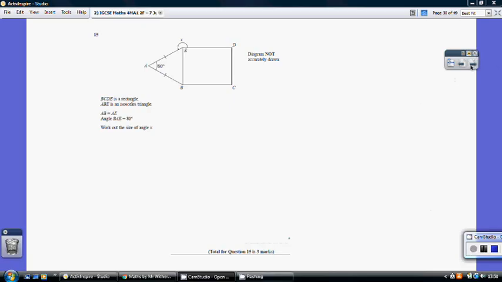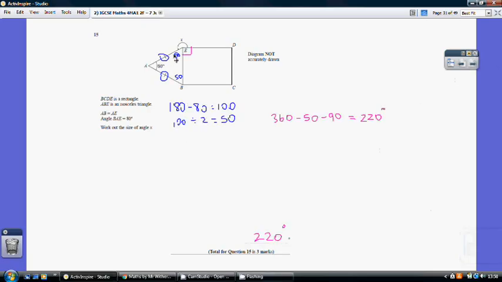Question 15. So we're going to work out angle X. So first things first, the triangle AEB is isosceles. So these two sides are the same, so its two base angles are also going to be the same. So angles in a triangle add up to 180, of which one of the angles is 80. So 100 degrees has to be split evenly between these two angles here. So both of these are 50 degrees.